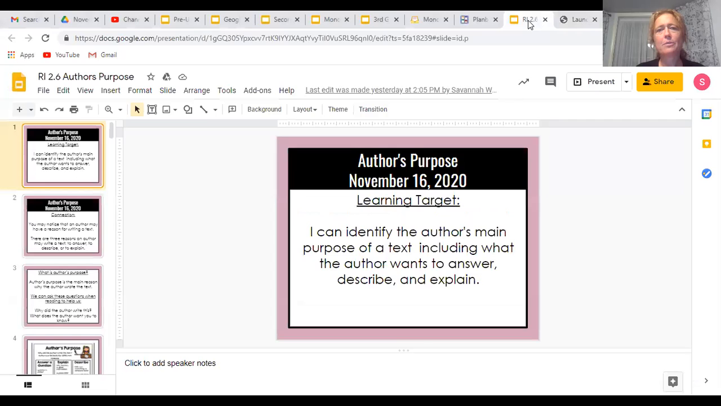Let me share my screen. All right, so this week we are starting a new topic called Author's Purpose. And our learning target is: I can identify the author's main purpose of a text, including what the author wants to answer, describe, and explain.